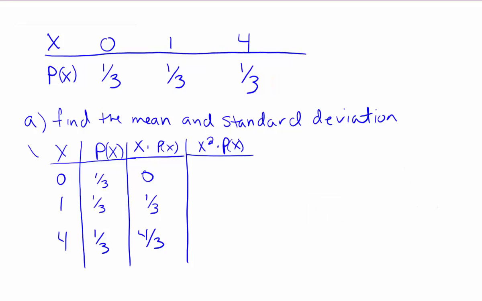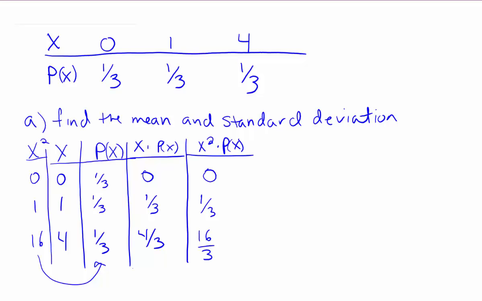So if you square the x's first, let's do that over here on the left. We'll have 0, 1, and 16. And then it'll be 0 times 1/3 for the first one, which is 0. Then 1 times 1/3, which is 1/3. And then 16 times 1/3, which ends up giving you 16/3.